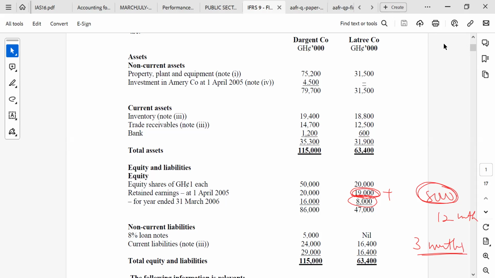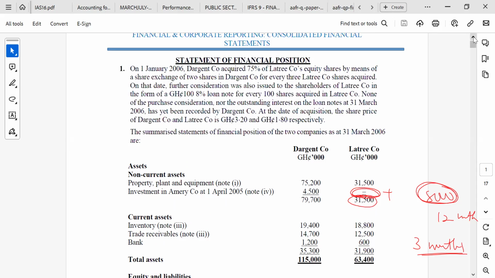It means that we didn't acquire them at the beginning of the year. We acquired them somewhere into the year. They started operating from 1st April, and we acquired them on 1st January. So 1st April to January is 9 months. It means they have already done 9 months before we acquired them. So their retained earnings will be the opening balance plus the 9 months profit that they have already made.